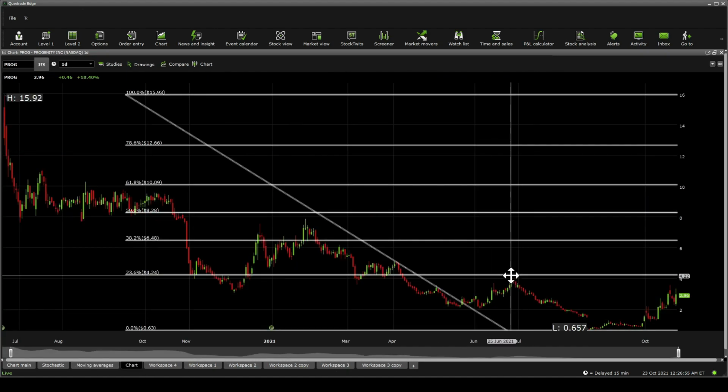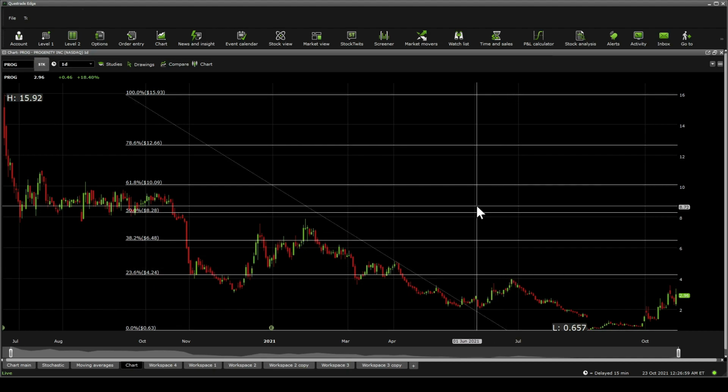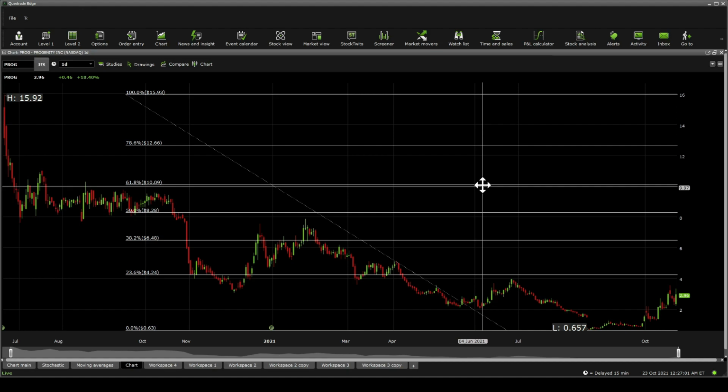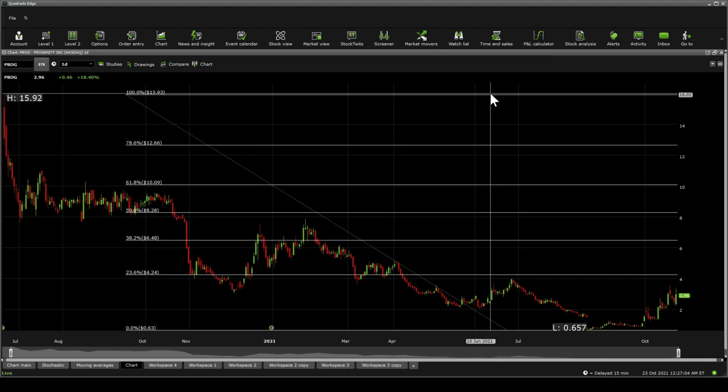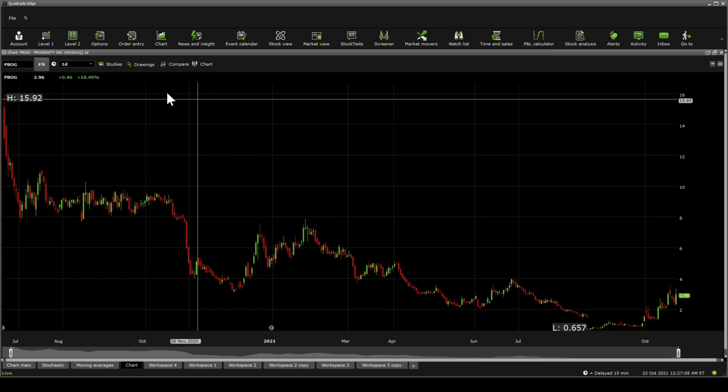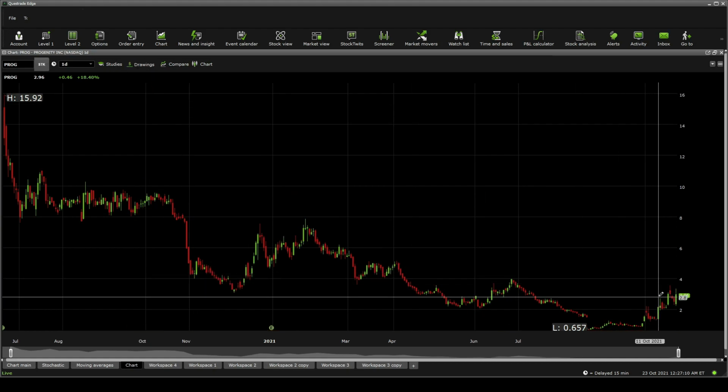In terms of Fibonacci retracements, we're able to see 4.24 is the resistance, 6.48, 8.28, 10.09, 12.66, and 15.93 are the resistances. The only support on the Fibonacci retracements is 63 cents.